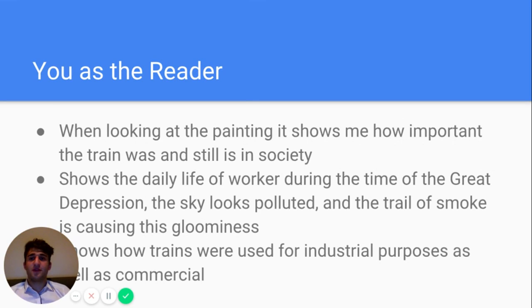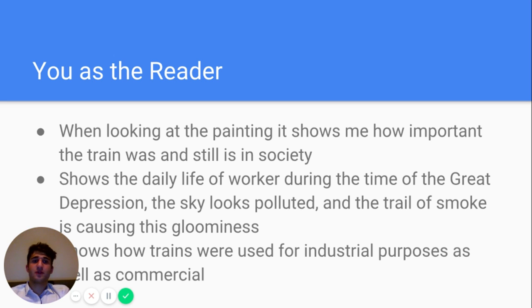And you, as the reader, when looking at the painting, it shows me how important the train was and still is in society. And it also shows the daily lives of workers during the time of the Great Depression. The sky looks very polluted, and the trail of smoke is causing this polluted look, which gives the whole painting a gloomy look, to show how depressing it was back then during the Great Depression, because people were actually panicking and did not know what to do.